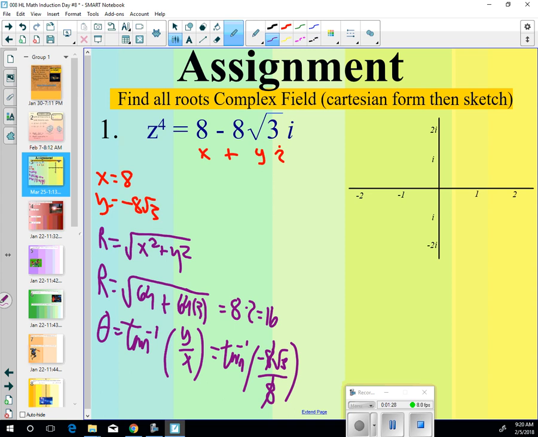So then we got to look at this. Which quadrant are we in if we go over 8 and down 8 root of 3? Which quadrant are we going to be in? 4. So this theta, all we're going to have to do is say negative pi over 3. Okay, does that ever make me happy? Love it.